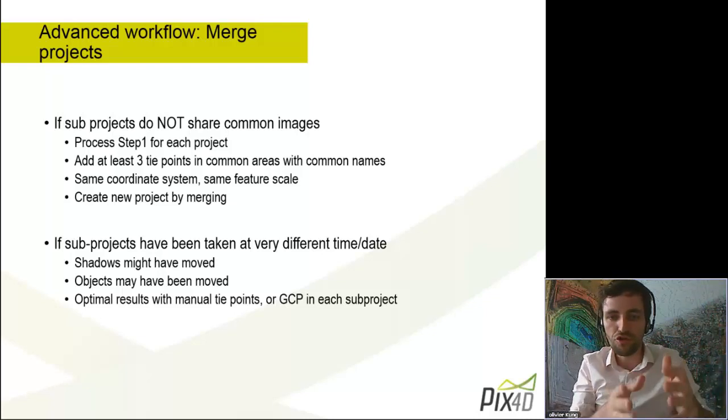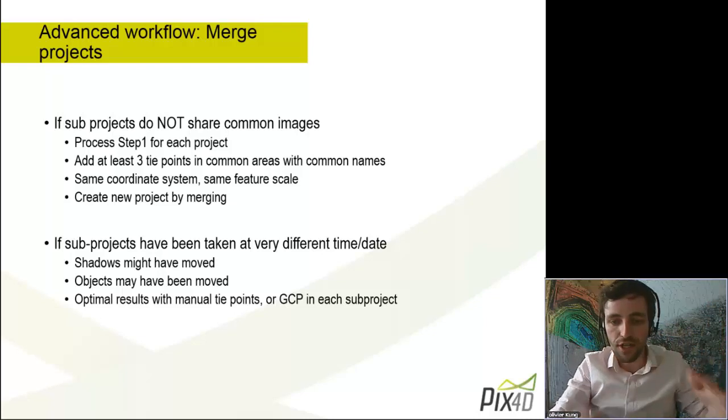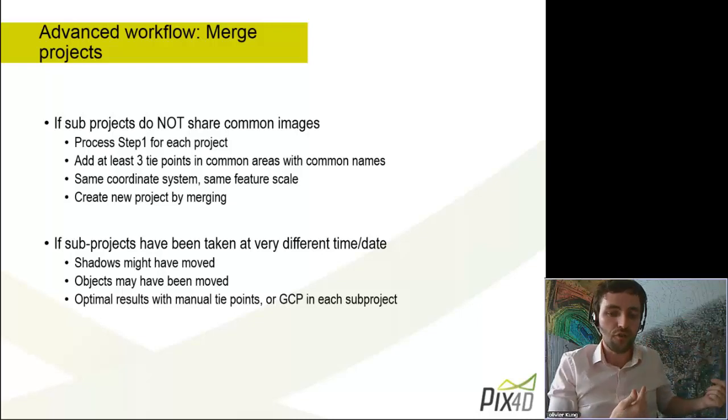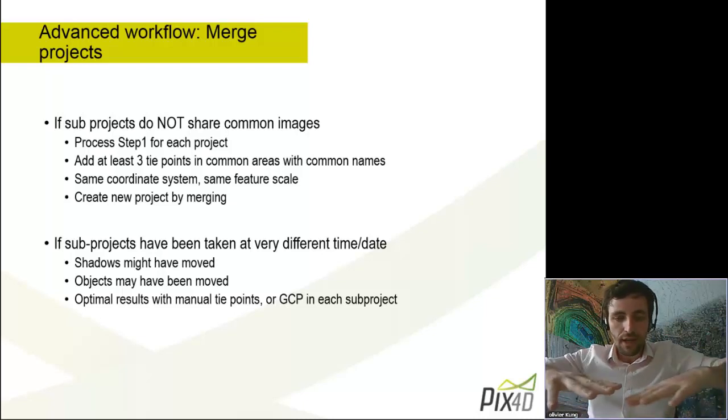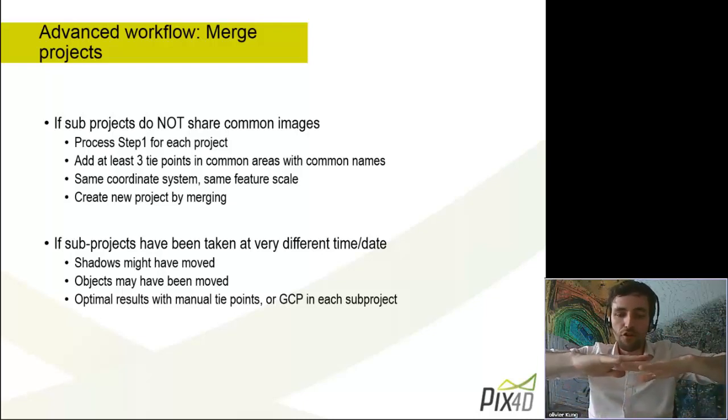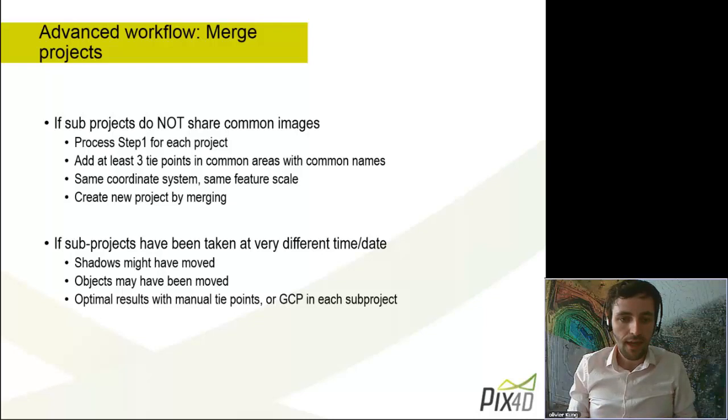And if you try to merge a project which has a lot of shadows, and the shadows are in one project all in one direction and in the other all in the other direction, depending on the amount of shadow you have in your images, it might be very difficult to match from a visual point of view. And in that case, we do not recommend just sharing some images, but we do recommend using the same procedure described above, where you insert manual tie points before merging the projects together.